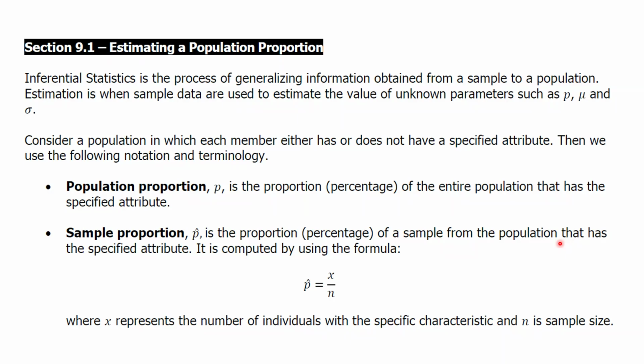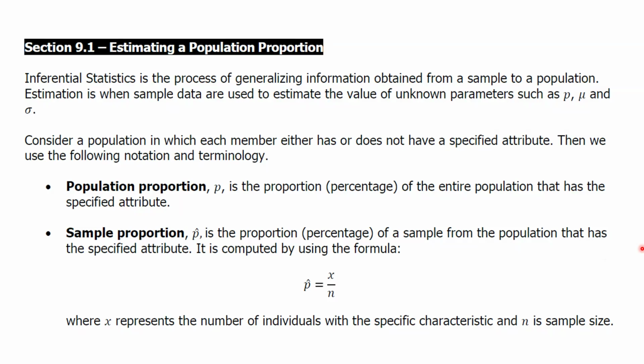Sample proportion, read as p hat, is the proportion or percentage of a sample from the population that has a specified attribute. It's computed by using the formula p hat equals x divided by n, where x represents the number of individuals in the sample with the specified characteristic, and n is the sample size.